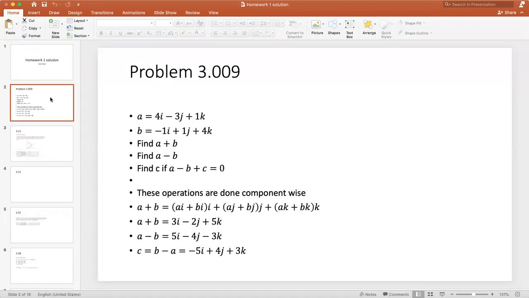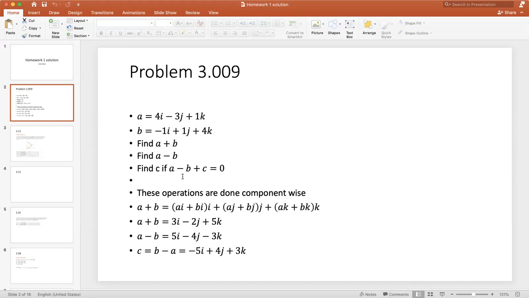So problem 3.9, the first problem, really simple. The only thing you need to know here is that if you add vectors, you add them component-wise. So when it asks you to find a plus b, add the i components of a and b, add the j components, add the k components, and they'll give you the a plus b components. Similarly, subtracting, same thing, except you would subtract the components from each other, a minus b.